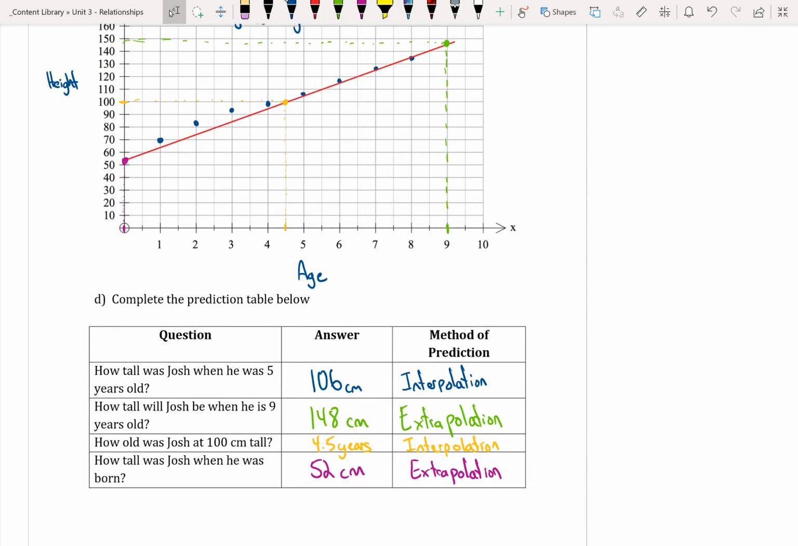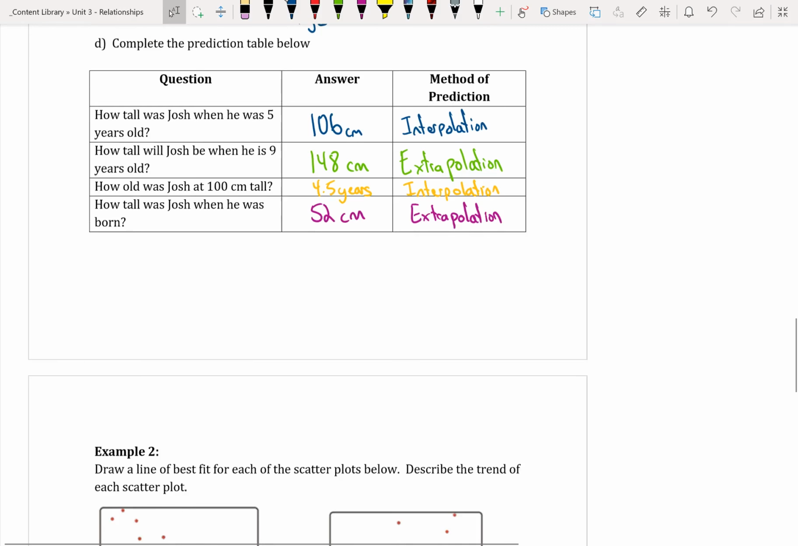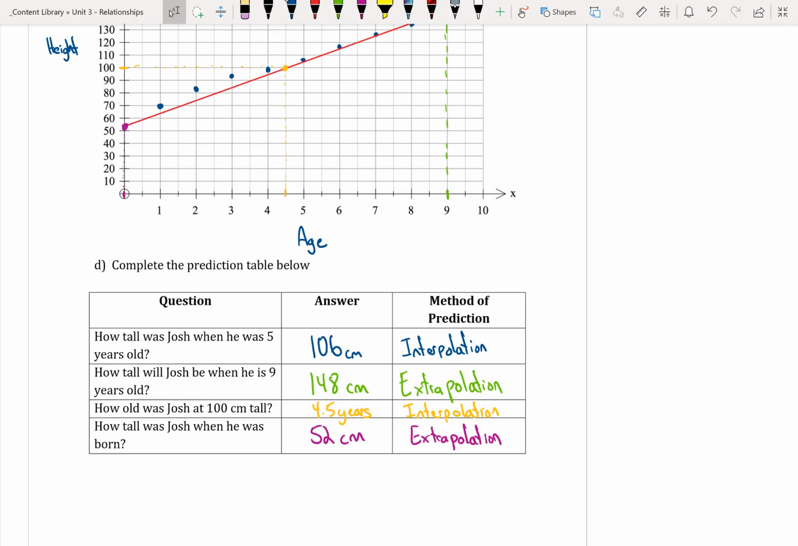And again, this would be less accurate because we don't know what he started at. Maybe he started at a smaller height and then hit a growth spurt as soon as he was born. We don't know that. We're just basing our estimations off of our line of best fit. Again, a line of best fit is still an estimation or a prediction. And again, that's why predicting inside our data is more accurate than predicting outside our data. So the main thing from this note is making sure that you have a good idea of what the two types of predictions are.